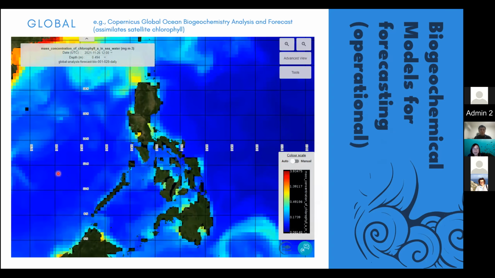For biogeochemical modeling efforts that are already being used for operational forecasting, I think it's really just global ones that can be applied to us. One example, out of other models, is the Global Ocean Biogeochemistry Analysis and Forecast from the Copernicus Marine Service produced by Mercator Ocean. It provides 10 days of 3D global ocean forecasts, updated weekly, including the fields of chlorophyll, nitrate, phosphate, silicate, dissolved oxygen, iron, primary production, phytoplankton, and pH as well. I think it uses satellite chlorophyll observations as part of its data assimilation.